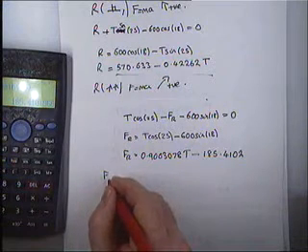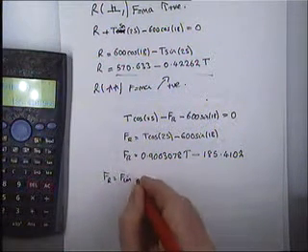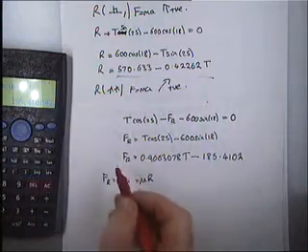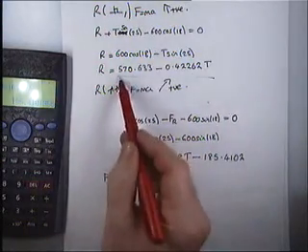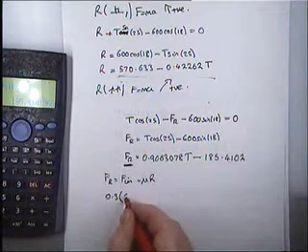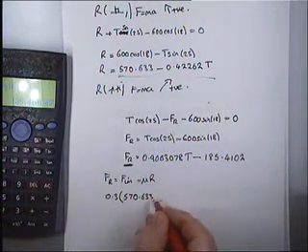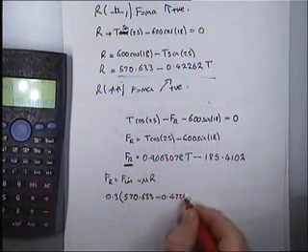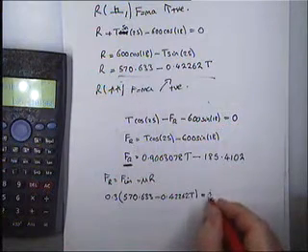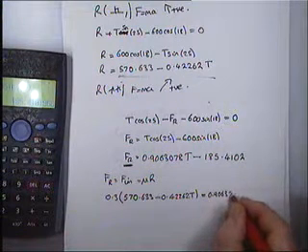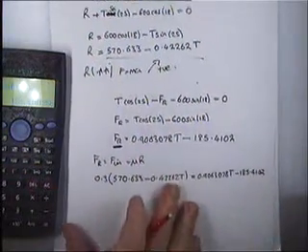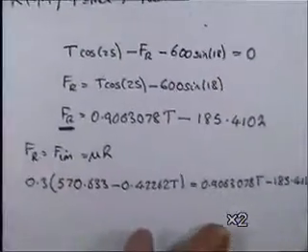Now, in the previous example, we said that friction equals the limit of friction, which is equal to mu times R, and it's exactly the same in this case as well. So this friction here is equal to 0.3 lots of this here. So we can write 0.3 lots of 570.633 minus 0.42262T is equal to that. And we can finish it from here.